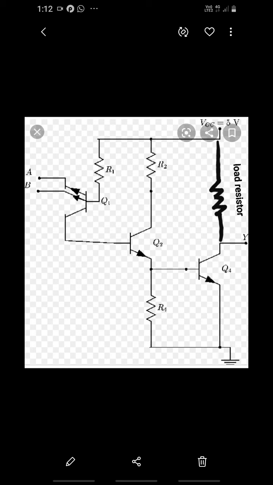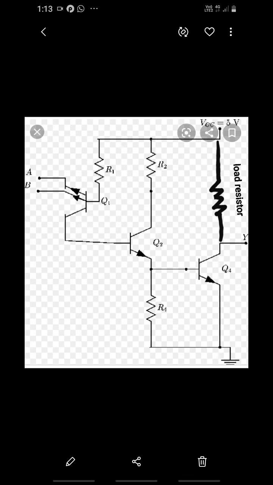Since Q2 is on, Q4 also gets sufficient base drive voltage from the supply VCC and it enters into the saturation mode. Therefore the output goes to low level.